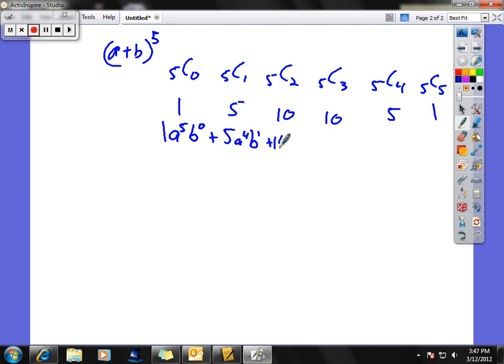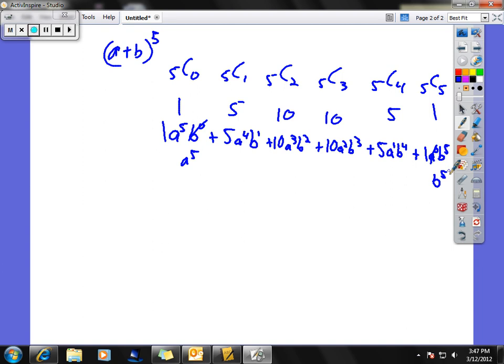So plus 10 a cubed b squared plus 10 a squared b cubed plus 5 a to the 1 b to the 4th plus 1 a to the 0 b to the 5th. Okay? And now you can simplify this first term and last term. Anything to the 0 is 1. So this a to the 0 just drops out. So that's just really a to the 5th there. And this at the end is really just b to the 5th. Okay? And then you have all the other terms in between.